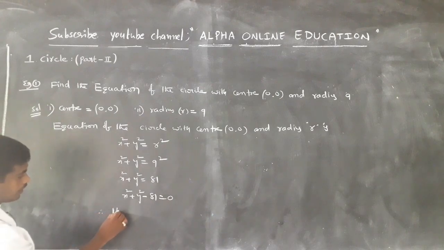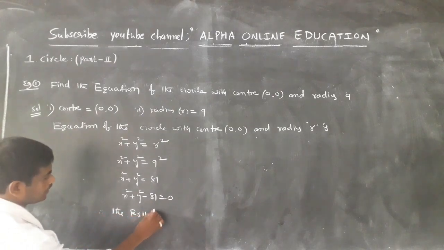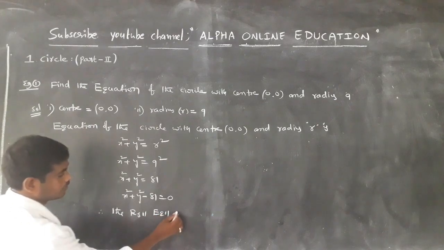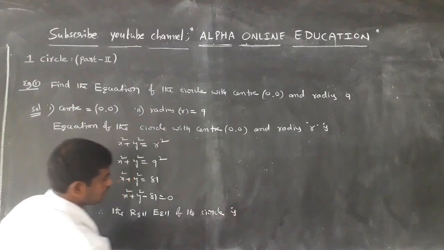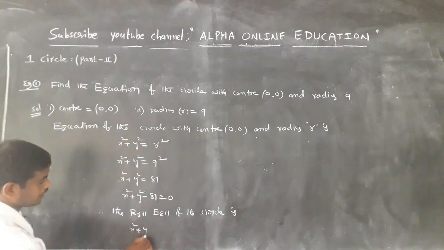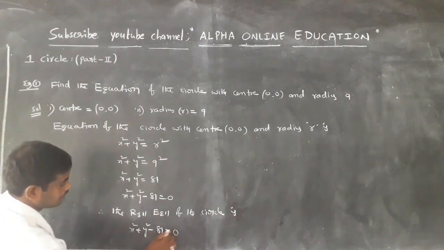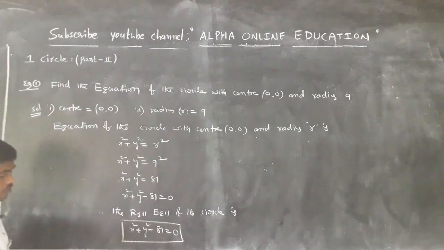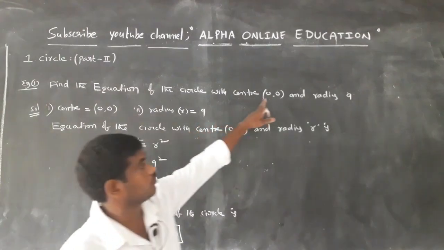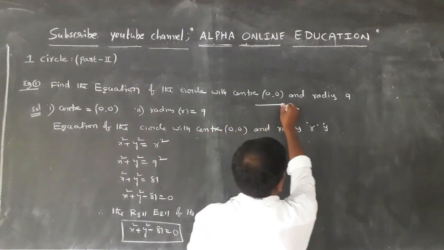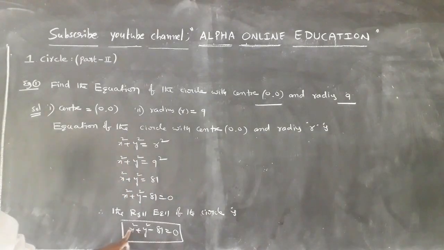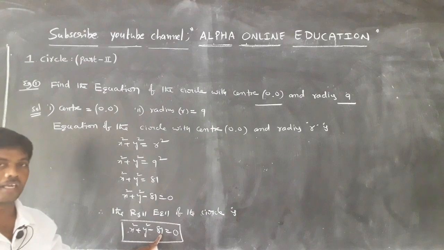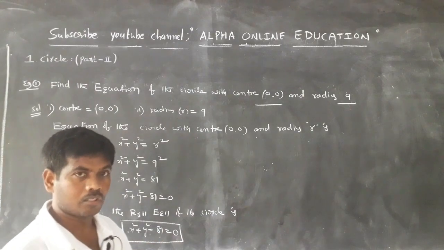Therefore, the required equation of the circle is x square plus y square minus 81 is equal to 0. This is the equation of the circle with the center (0, 0) and radius 9: x square plus y square minus 81 is equal to 0.